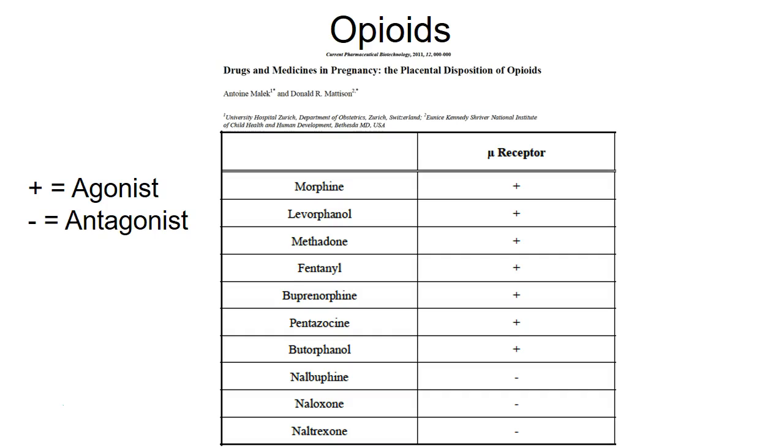Now, another one is buprenorphine. It's also used. One that is severely underused is naloxone, which is an antagonist. So this also goes by the brand name Narcan for treatment of overdose. Okay.